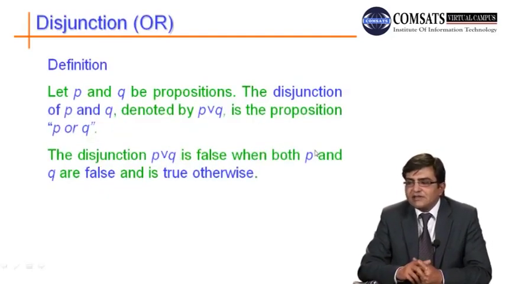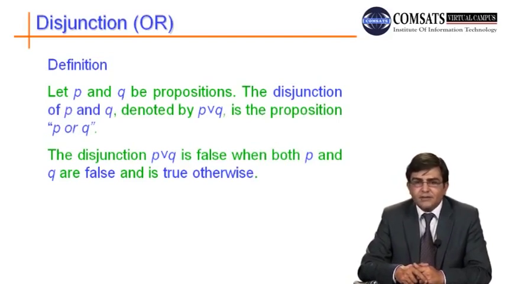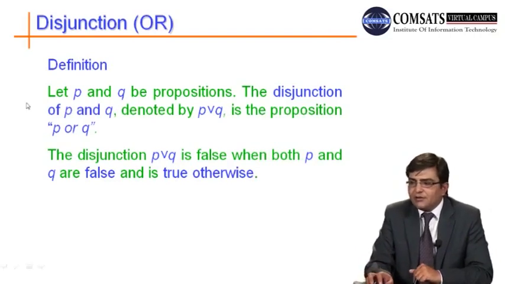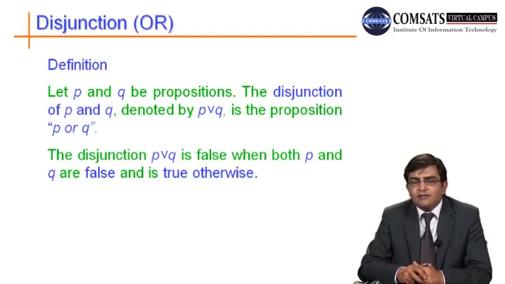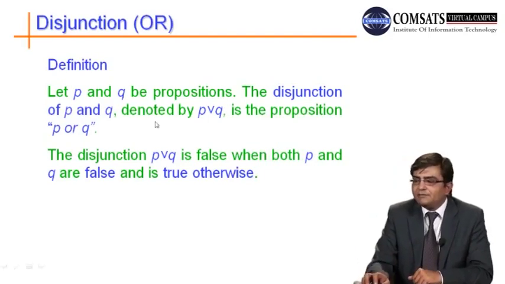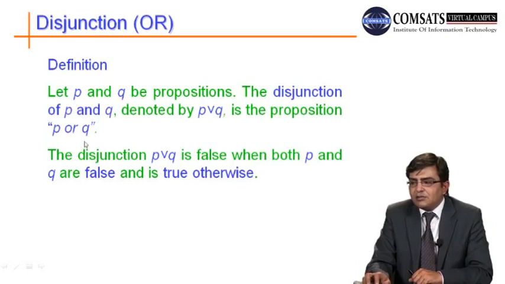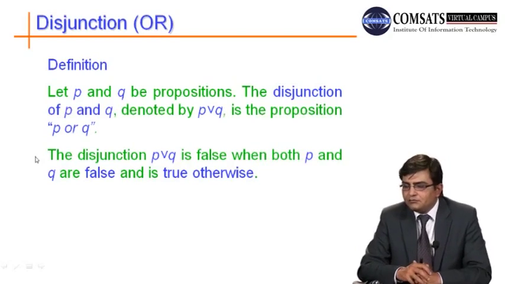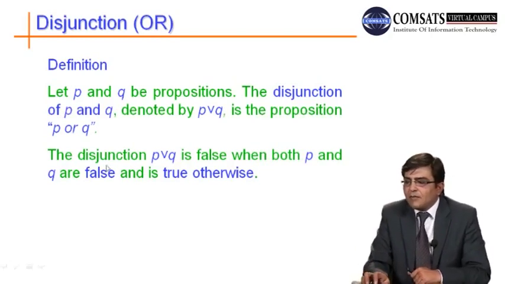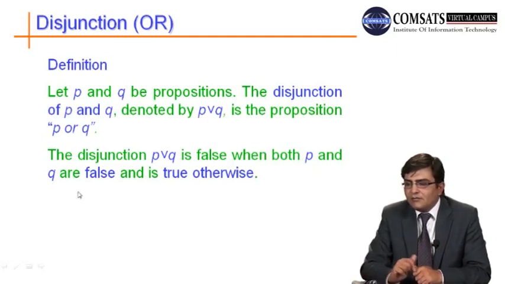Now the third operator, which is called disjunction, or OR. As it is a binary operator, it uses two propositions. So here is the definition of the disjunction operator. We have two propositions P and Q, and the disjunction of P and Q is denoted by P or Q. It is read as P or Q. This new proposition, or you can say compound proposition, is false when both P and Q are false, and is true otherwise.